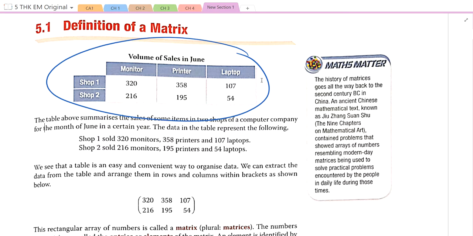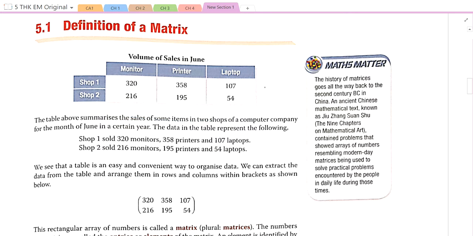No information. Okay, how many keyboards were sold in shop 2 in June? No information. Okay, so this is all that we have, and this is all that we are going to use for matrices.